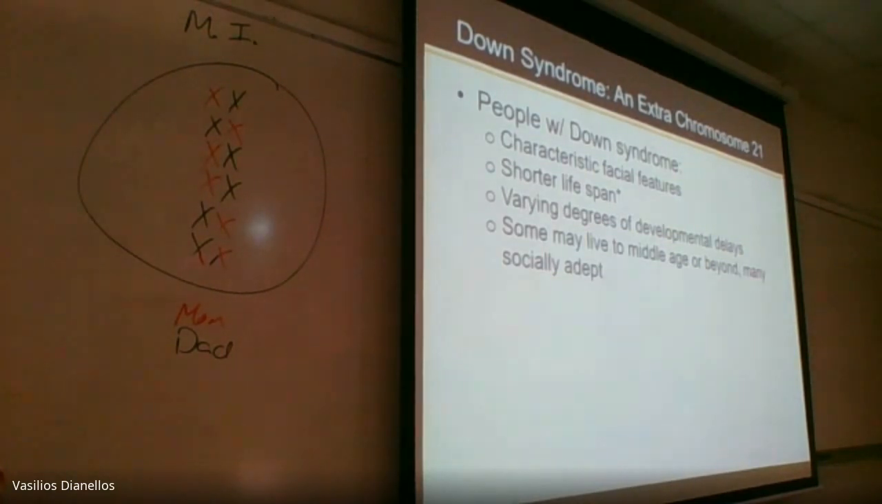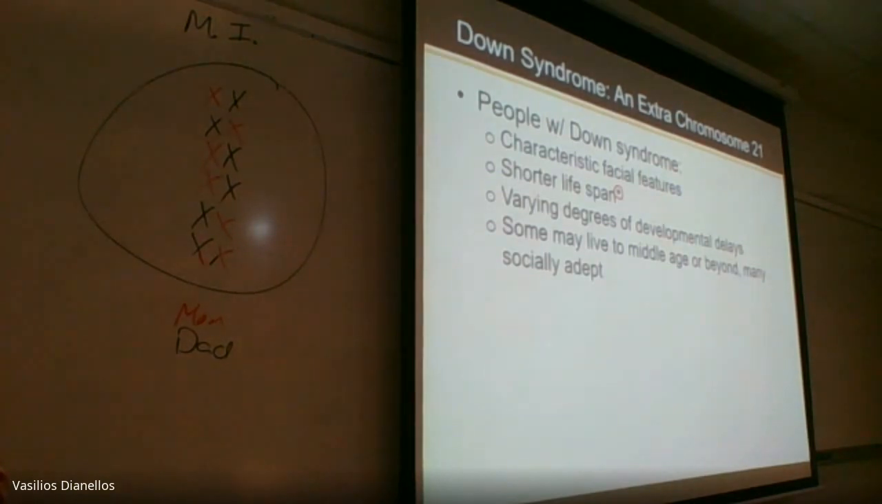They very often have a shorter lifespan, not always. I put a little star on there to remind you. That's a good independent work question. What is the average lifespan for somebody with Down syndrome? The average lifespan for humans, for the most part, has been increasing. But has that also been true for people with Down syndrome? Has their life expectancy also been increasing at the same rate?